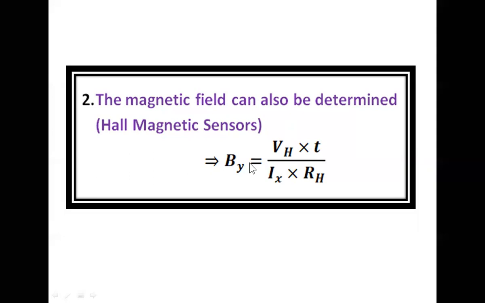That means these semiconductors can also be used as magnetic field sensors. These are also known as Hall sensors. So by knowing the value of Hall coefficient, one can calibrate the semiconductor for measuring the magnetic field. This is a very important application of semiconductors and the Hall effect.